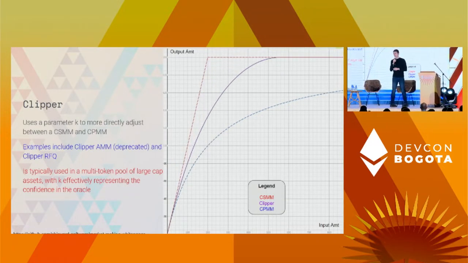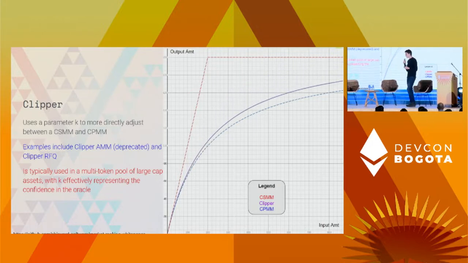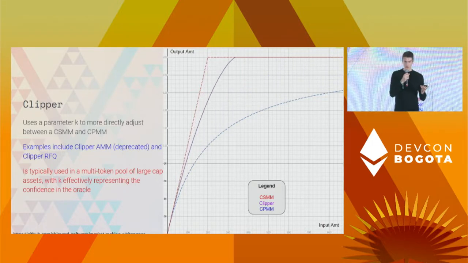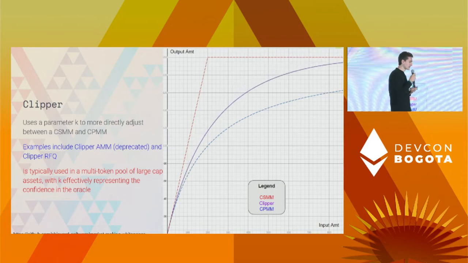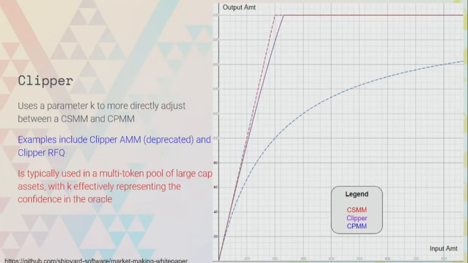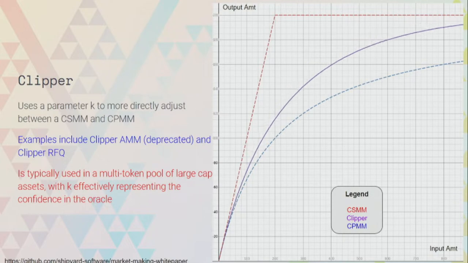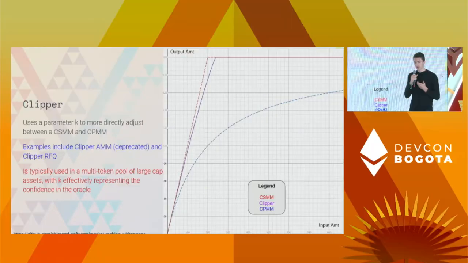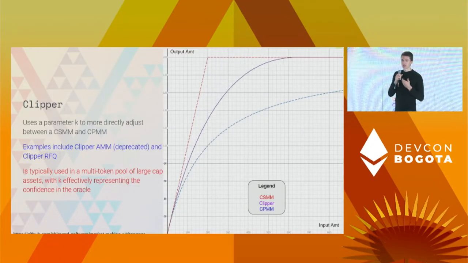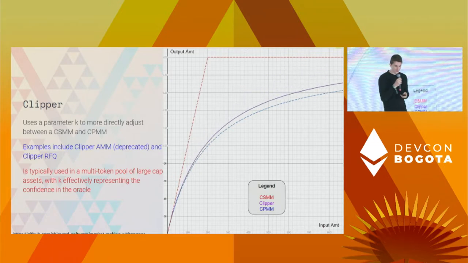Clipper is another one that actually has a K parameter that serves a very similar purpose. The math behind it is very different and very interesting, but end result is, again, you get this curve and this parameter K that allows you to adjust the curve between the constant sum and the constant product market maker.